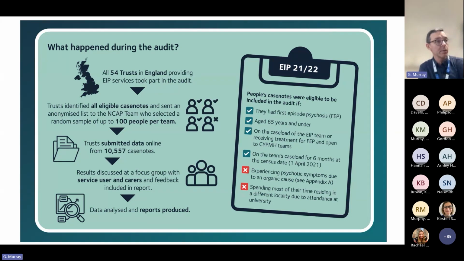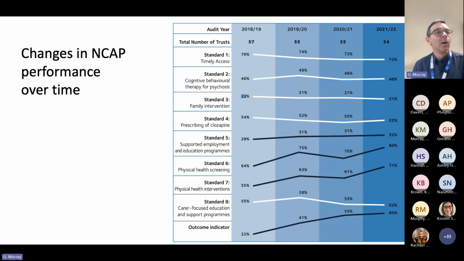So what's happened during this audit? The reason I'm focusing on this is because I think data is an important part of the future of healthcare. This is the direction, I think, healthcare has gone and is going, of using data to drive up standards. All the trusts in England with EIP services have taken part in the audit, submitting data on thousands and thousands of case notes, and some reports have been produced over the year. So let's see how we've done over these years.